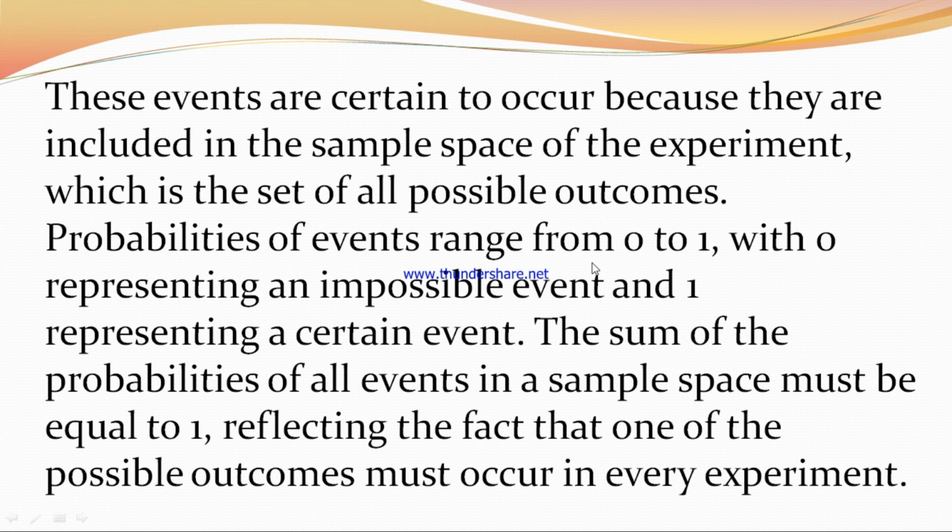Probabilities of events range from 0 to 1, with 0 representing an impossible event and 1 representing a certain event. The sum of the probabilities of all events in a sample space must be equal to 1, reflecting the fact that one of the possible outcomes must occur in every experiment.